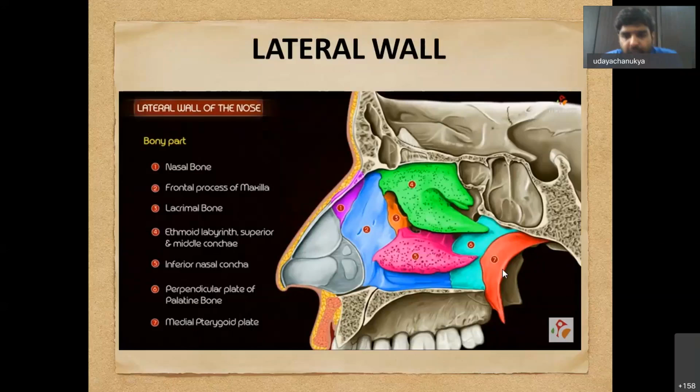If you can, remember the whole names and the articulation, because each of these posterior bones has a very important significance when we go later into the presentation, when we discuss the pterygopalatine fossa and infratemporal fossa. So I'll just repeat it, starting with the nasal bone, frontal process of maxilla, lacrimal bone, ethmoid labyrinth with both superior and middle concha, inferior concha. Concha is nothing but a turbinate. Sixth, this is the perpendicular plate of the palatine bone, and this is the medial pterygoid plate.